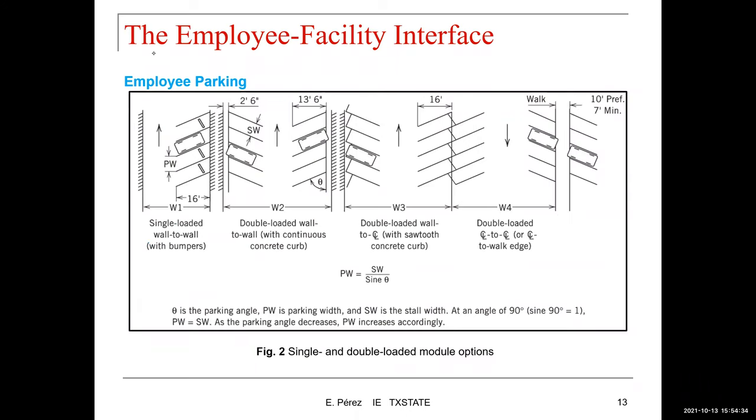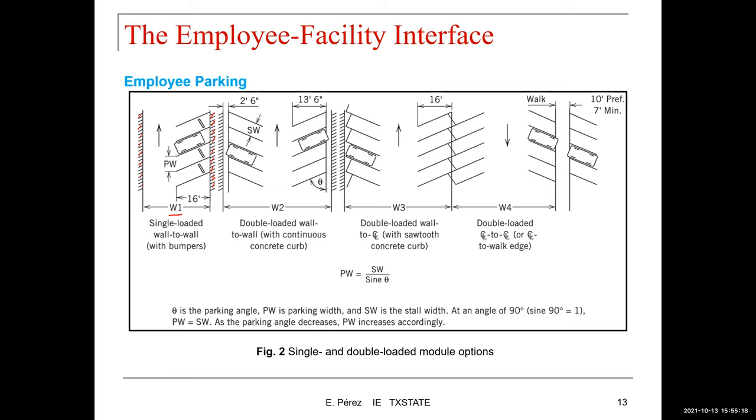So here's some guidelines. This is for single and double loaded modules options. So in here we have four modules. Those are named W1, W2, W3, and W4. They are different in terms of their configuration. So for example, W1 is called the single load wall to wall. So single load because it only has spaces on one side of the aisle, and it has a wall on both sides of the lane. So a wall here and another wall here.